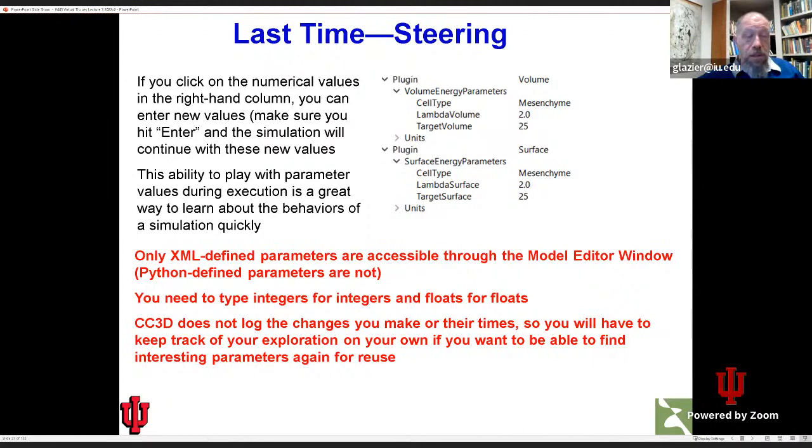The other thing that's a little bit annoying is that CC3D doesn't log the changes that you made. And I've been saying for years that we should add a log function. If somebody wants to add that function in a class project, that would be great. It's easy to do. I don't know why we don't write out a log file.